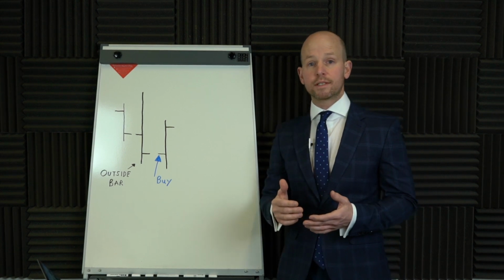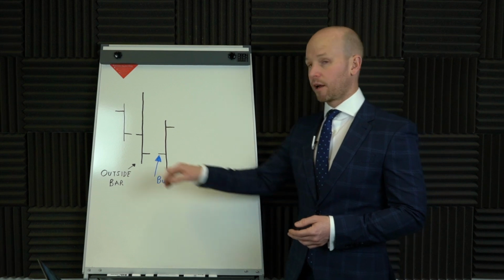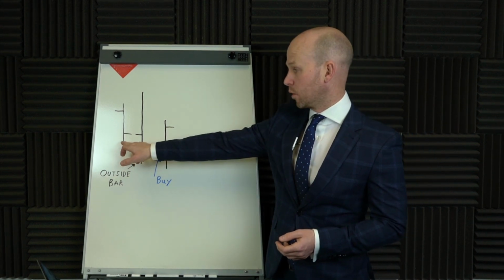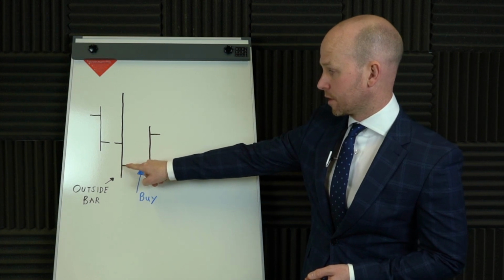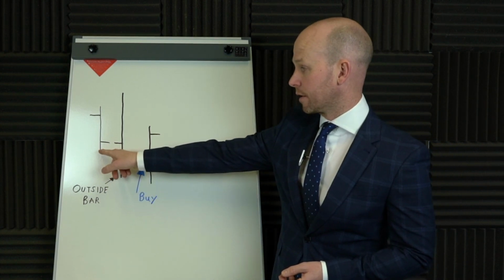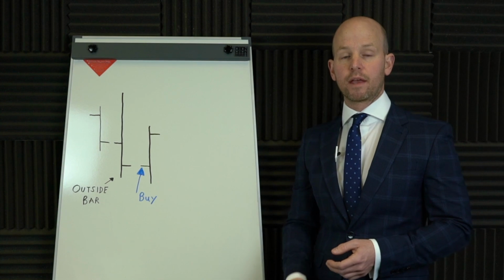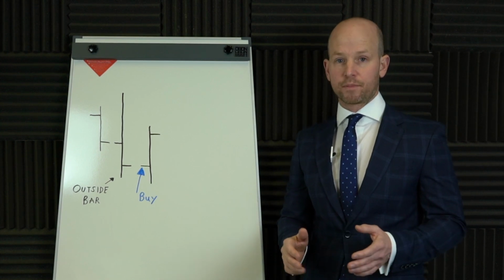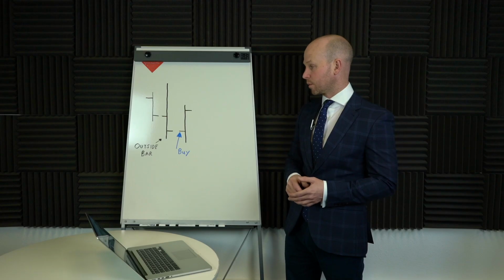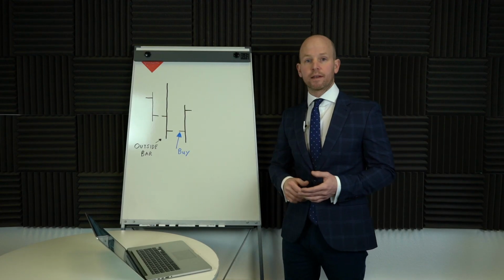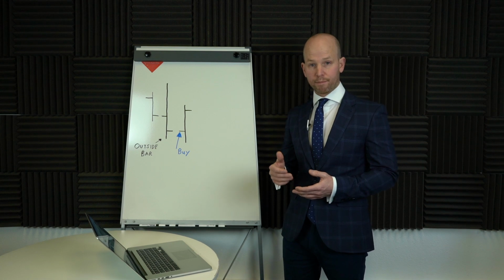But we also need to see the outside bar close lower than the low of the previous bar. This is where this outside bar closed, and we can clearly see that it's lower than the low of that previous bar. That is our setup. That's it. So outside bar, close lower than the previous low. The minute we see that setup, we can then enter the market long, or we can buy.